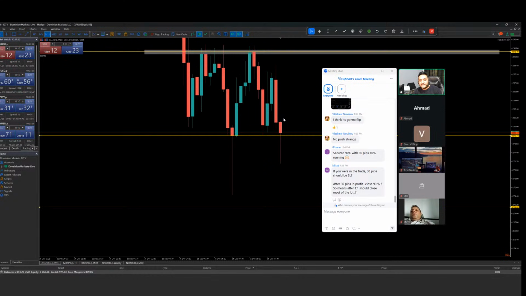So it's not like one market just went 30 pips in your favor, 1 on 1, something like that. If you just close your trade 90% and bring your stop loss to break even, now your trade is totally free. There's nothing at risk actually. So 1 on 1 ratio, something like RR 1:2 or 1:4.